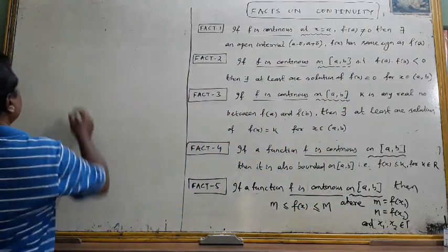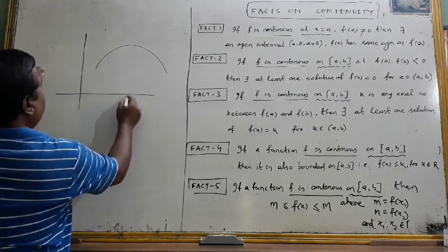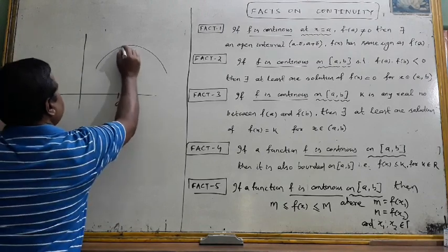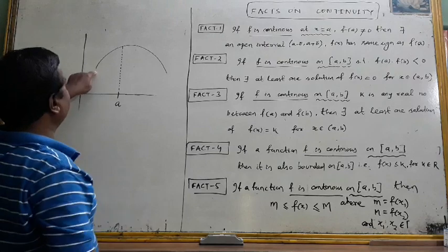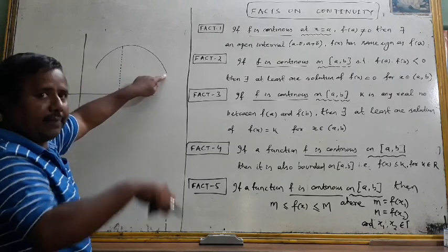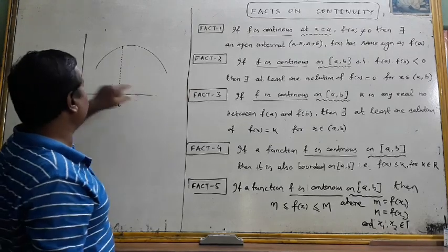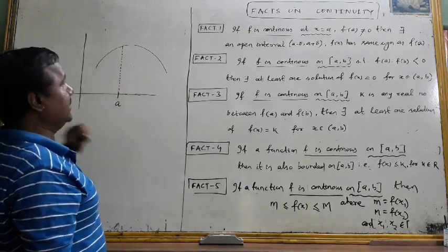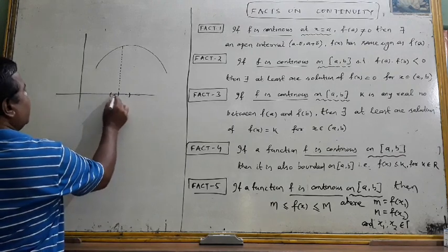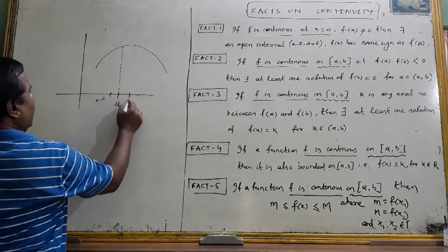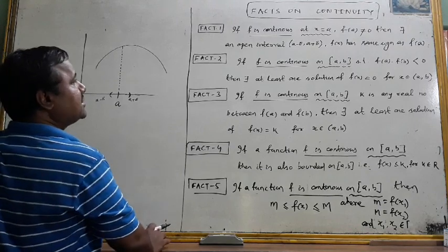Look here. Here is a function. Suppose this is a continuous function. At this point the function is continuous, because I have drawn this picture without lifting my hand. And this f(a), this height, is not equal to 0. Then there exists an interval, a small interval, and this length is delta. Then a minus delta, a plus delta. In this interval, a minus delta to a plus delta, f(x) has the same sign as f(a).